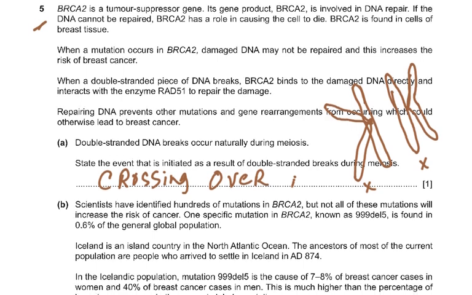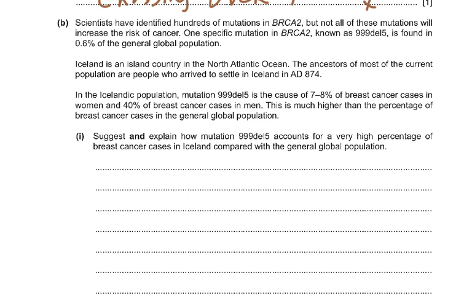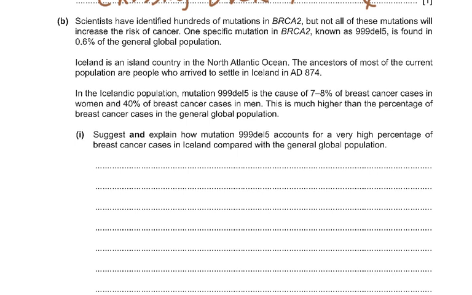Then it says scientists have identified hundreds of mutations in BRCA2, but not all these mutations will increase the risk of cancer. One specific mutation in BRCA2 is known as 999DE15, found in 0.6% of the general global population. Iceland is an island country in the North Atlantic Ocean. The ancestors of most of the current population are people who arrived to settle in Iceland in AD 874. In the Icelandic population, mutation 999DE15 is the cause of 7 to 8% of breast cancer cases in women and 40% of breast cancer cases in men. This is much higher than the percentage of breast cancer cases in the general global population.